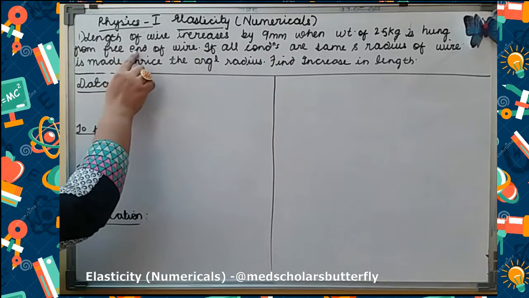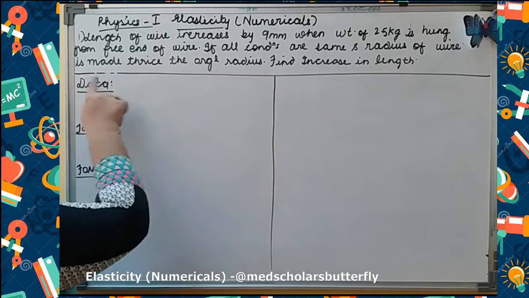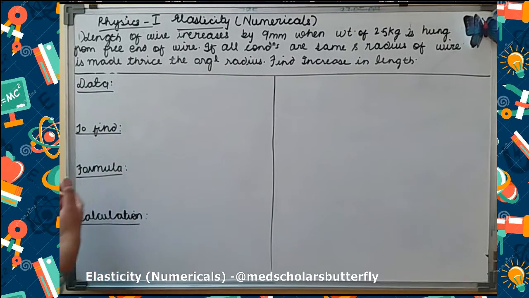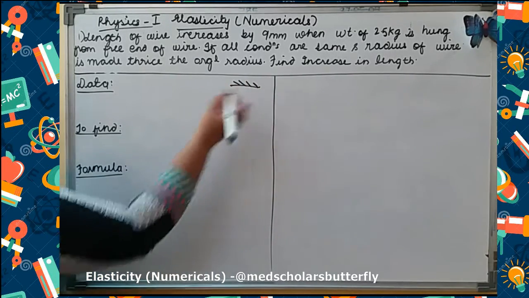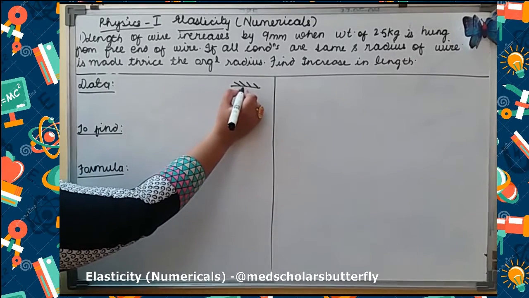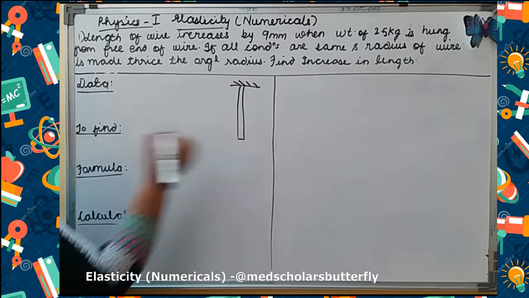kg is hung from the free end of the wire. If all conditions are the same and the radius of the wire is made thrice the original radius, find the increase in length. First, let us construct a rough diagram. See, this is our permanent rigid support, and we have a wire here.